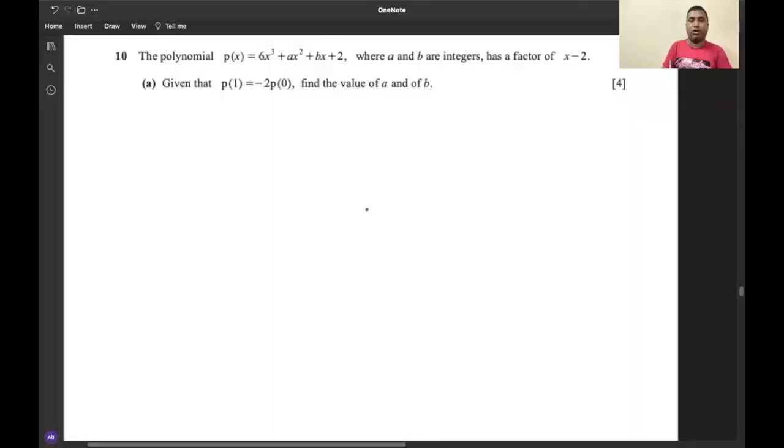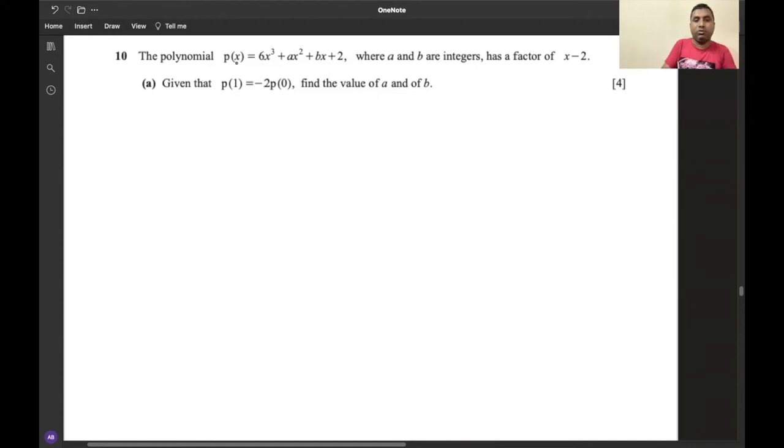So the polynomial p(x) equals 6x cube plus ax square plus bx plus 2, where a and b are integers, has a factor of x minus 2. Given that p(1) equals minus 2p(0), find the value of a and b.